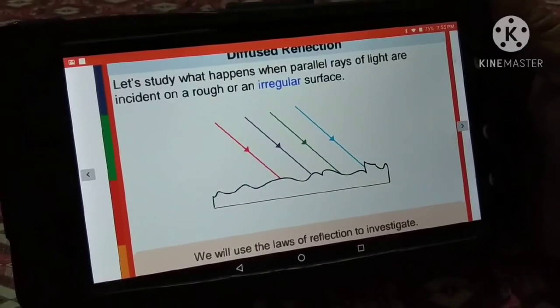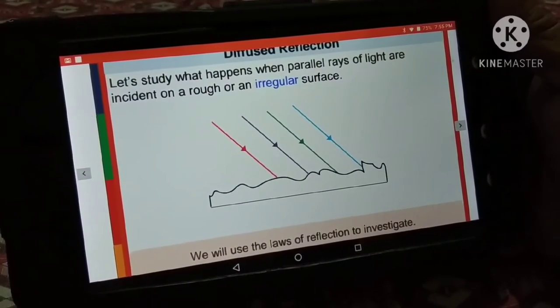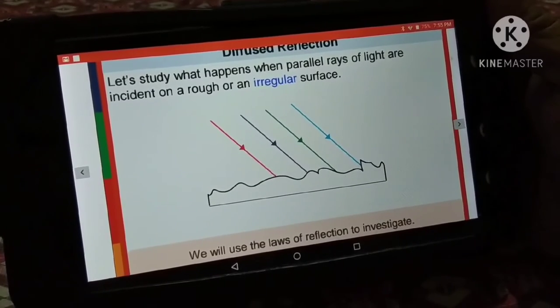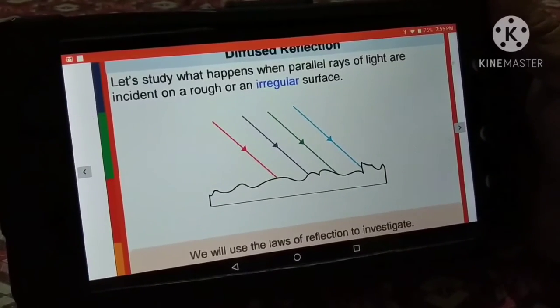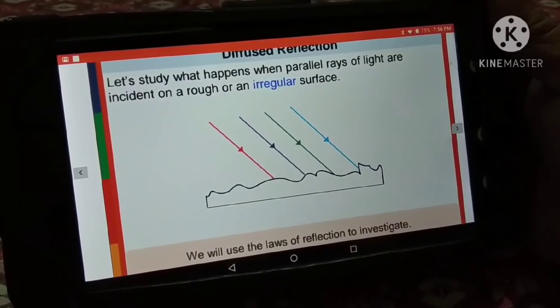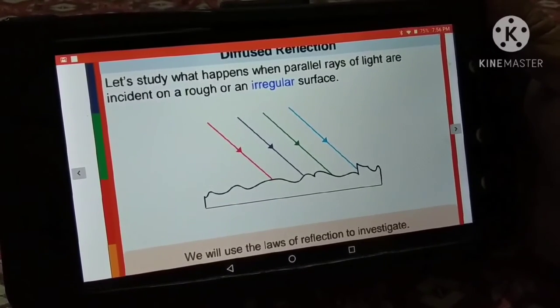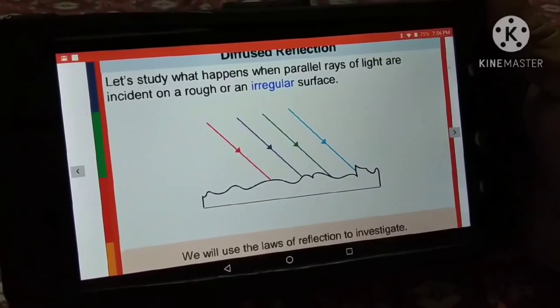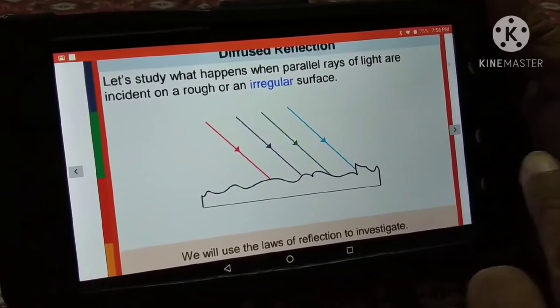Students, now we will study about diffused reflection. So, let us study what happens when parallel rays of light are incident on a rough or an irregular surface. We will use the laws of reflection to investigate, right?